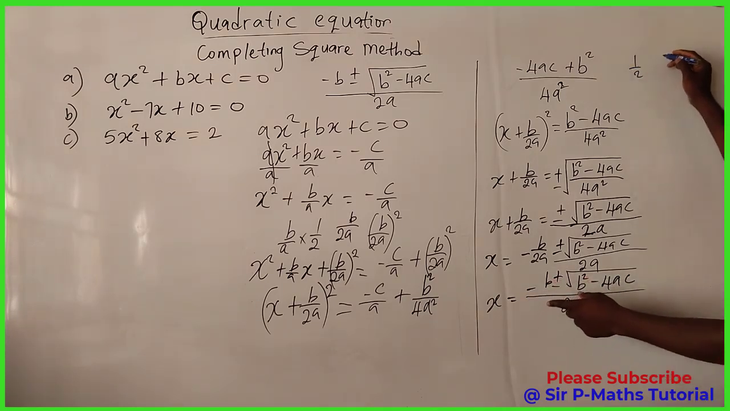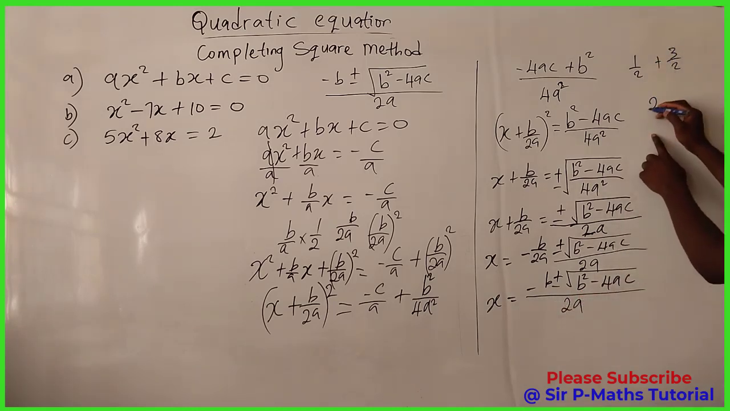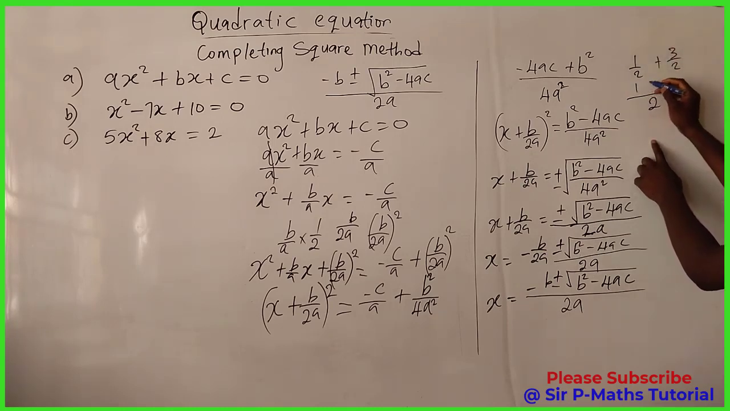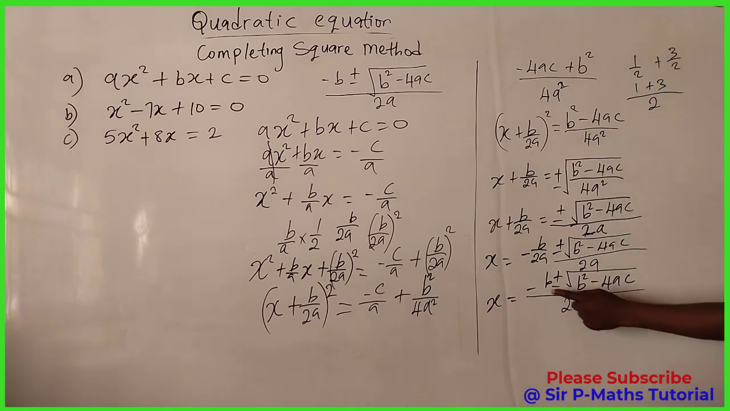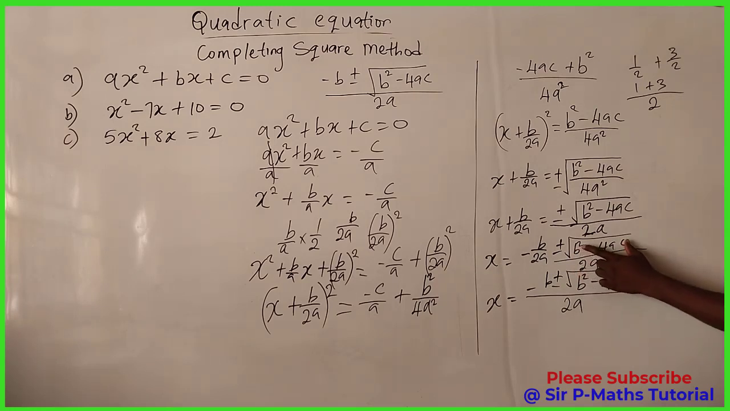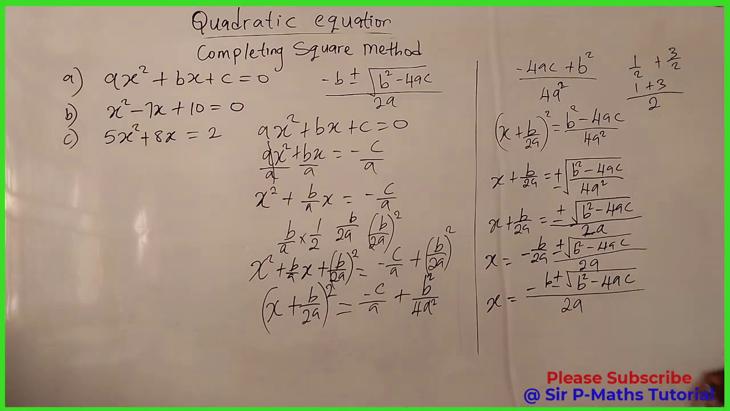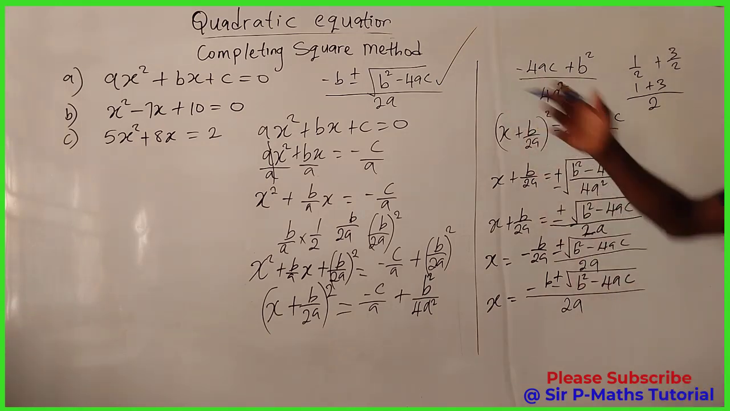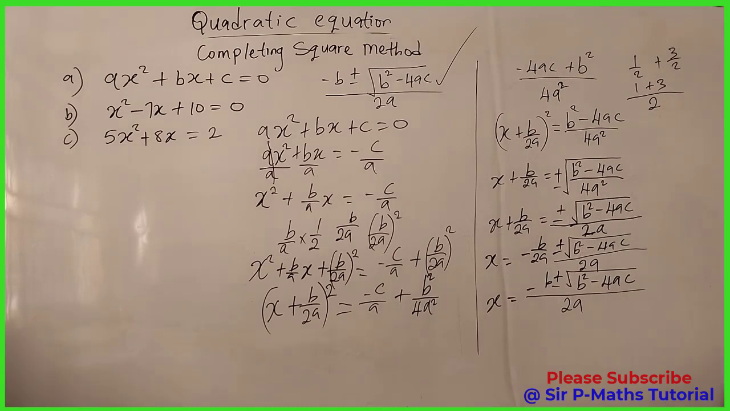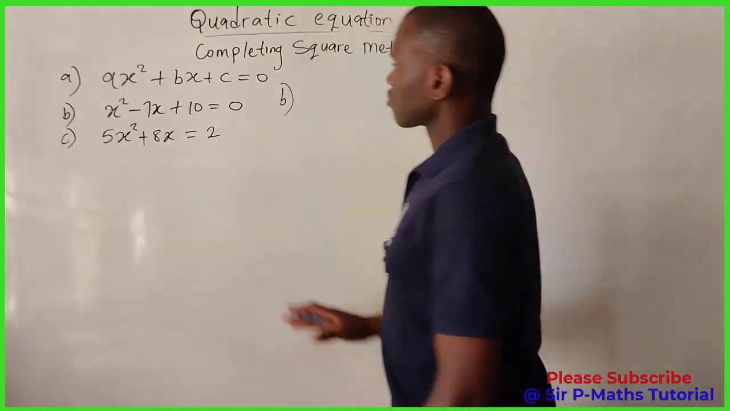When you have 1 over 2 plus 3 over 2, the denominators are common, so you can take 1 and add the numerators. That's what I've just done. This b and then this root had to come together under the same common denominator. And if you look at this now, you discover we have gotten the general form of the quadratic equation formula. All right. So this is how we do that. We'll be solving examples B and C using the completing the square method, and with that you'll get to understand it better.